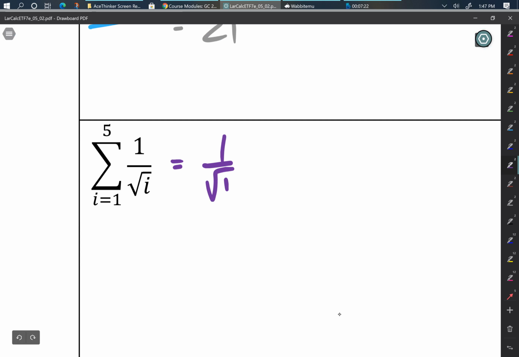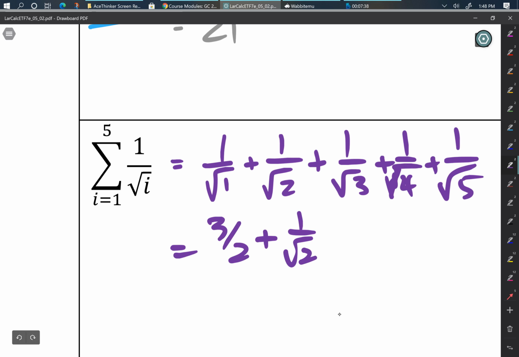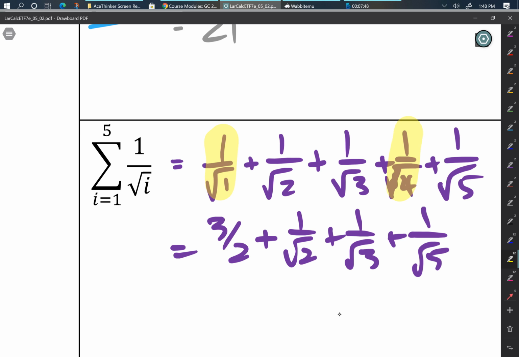Find the value of a summation. 1 over the square root of 1 plus 1 over the square root of 2 plus 1 over the square root of 3 plus 1 over the square root of 4 plus 1 over the square root of 5. I think that's going to be 3 halves plus 1 over root 2 plus 1 over root 3 plus 1 over root 5. This is 1. This is 1 half. 1 plus a half is 3 halves. The other ones are ugly. I'm just going to leave them. If you'd like, we could rationalize everything and then find a common denominator, but I would just argue that it's not worth it. Okay?